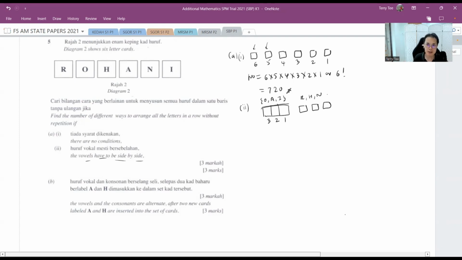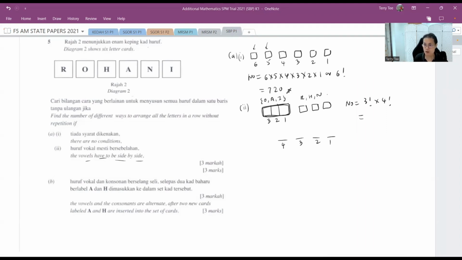The idea is to tie this together as a block. Yeah, think of it as a block. And I want to arrange one big block of vowels with 3 other consonants in a row. So to do so, there are basically 4 blocks to arrange. The first one, you have 4 options. Second one, 3. Third one, 2. Last one is 1. So now we can write it like this: 3 factorial ways to arrange the vowels, multiplied by 4 factorial ways to arrange 3 consonants plus a block of 3 vowels. That's why it's 4 factorial.